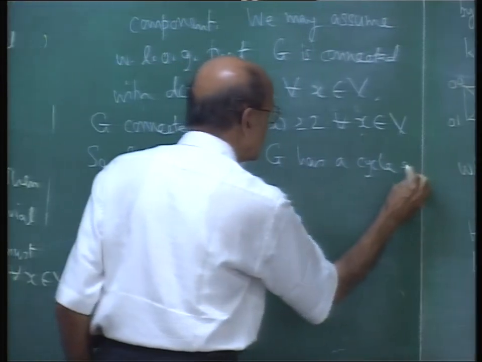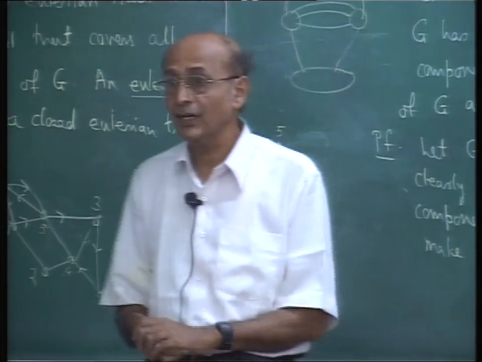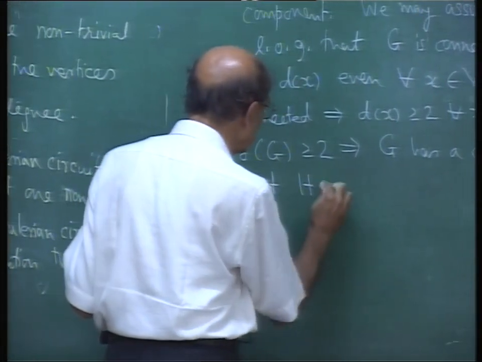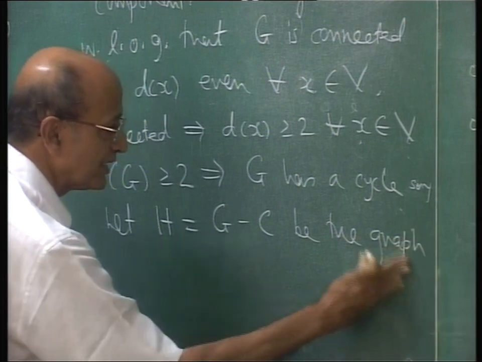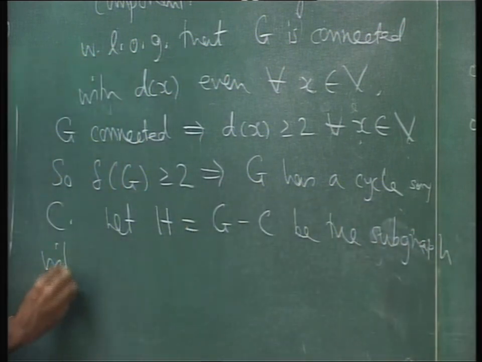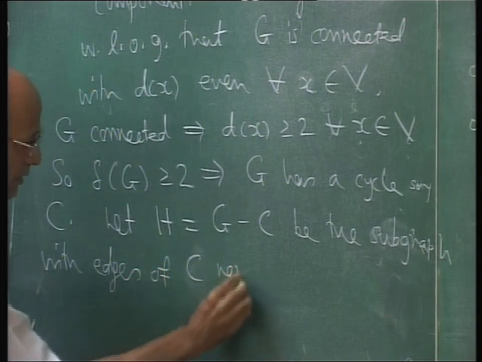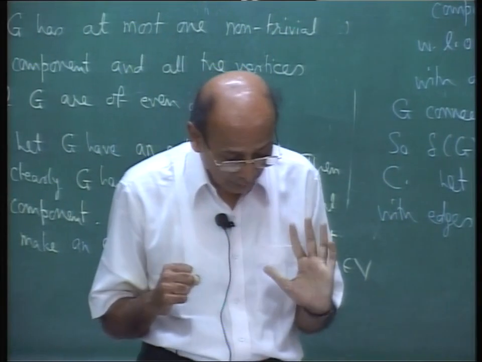Say C is a cycle. What I would then do is remove the edges of C from G. Let H be the subgraph with edges of C removed from G. H may not be connected. G is connected doesn't mean that H is connected. So we have to be a bit careful.